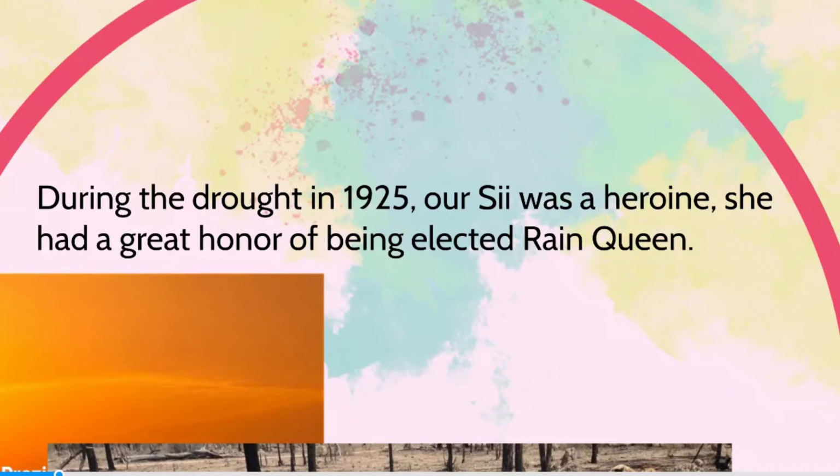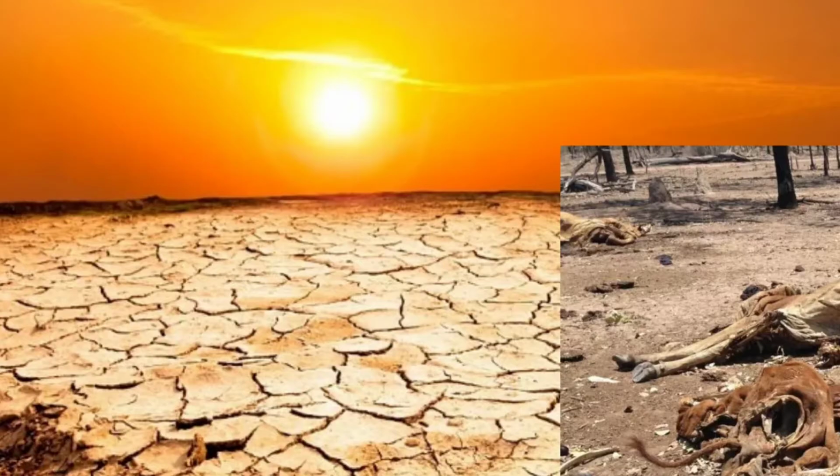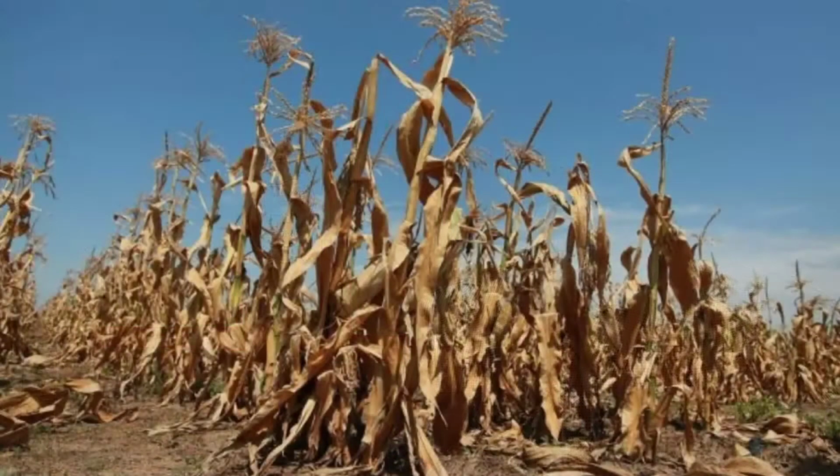I hope you too. "During the drought in 1925, our Sii was a heroine. She had a great honor of being elected Rain Queen." We all know that Thailand is one of the tropical countries in the world, with wet and dry seasons only. So in the year 1925, they experienced drought, and Sii was a heroine, elected as Rain Queen. They were praying for rain during this time. As you can see in the pictures, the corn needs water.